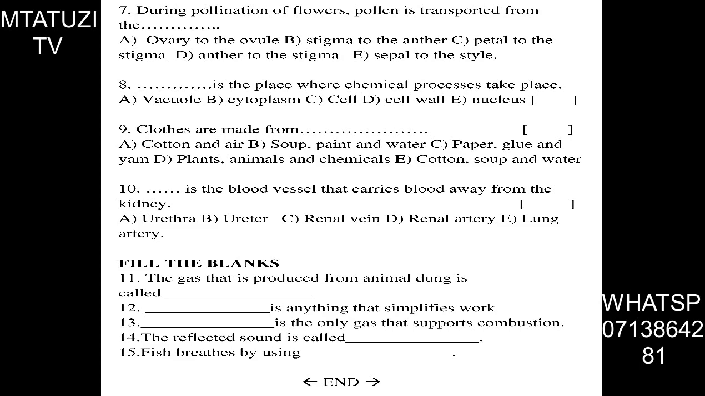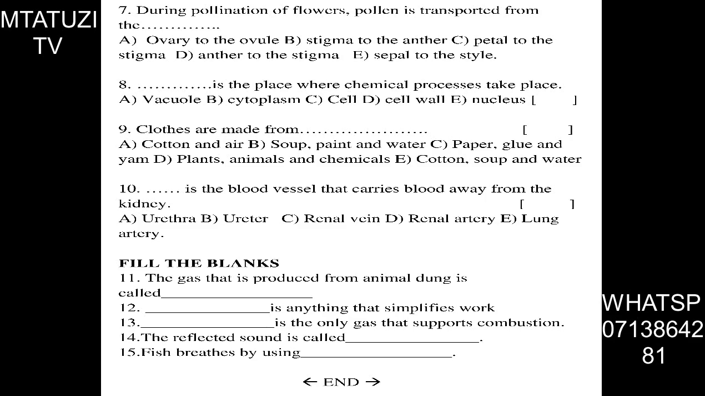Okay, question number 10. It says that dash is the blood vessel that carries blood away from the kidney. A, urethra; B, ureter; C, renal vein; D, renal artery; E, lung artery.